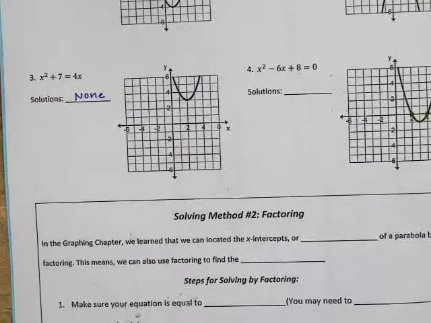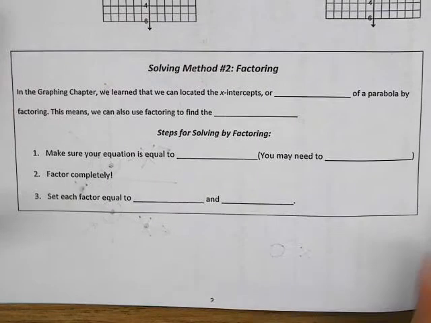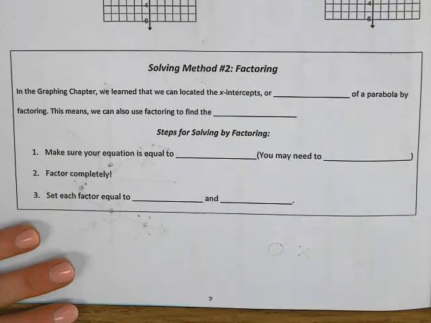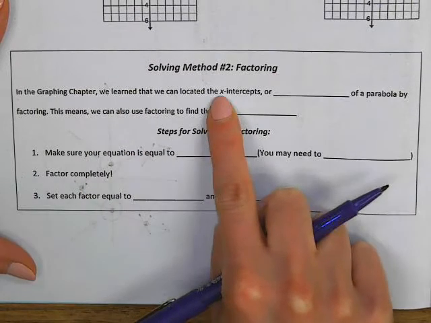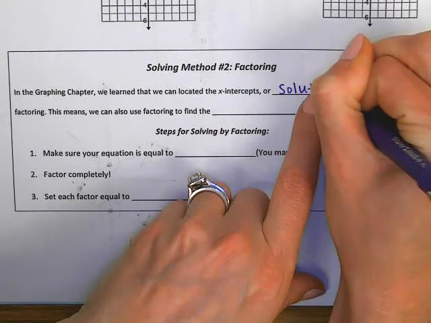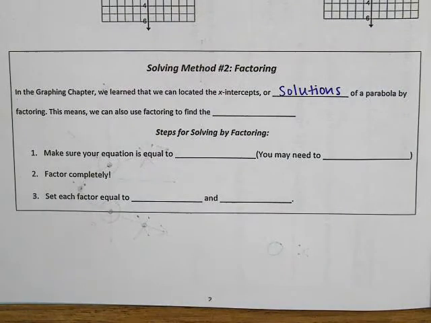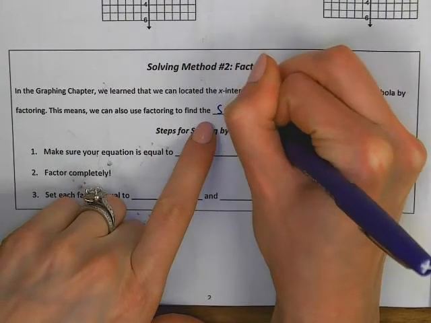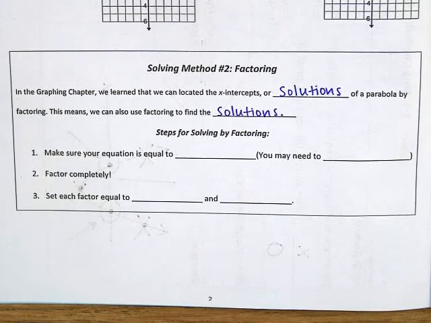All right, another way to find solutions if you don't have a graph is to factor and solve. And guys, we just did this in the last chapter. Last chapter, we learned that we can locate the x-intercepts or the solutions of a parabola by factoring and solving. This means we can also use factoring to find these solutions. So we're going to do the same thing that we did last chapter. And here's a reminder of how to do it.